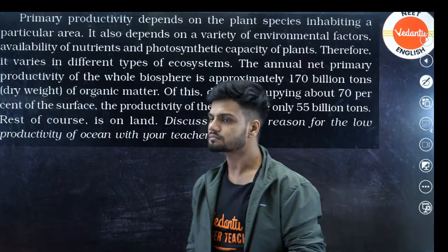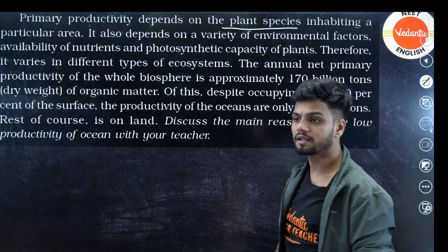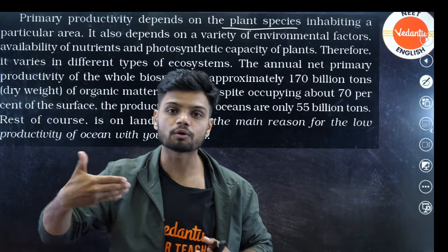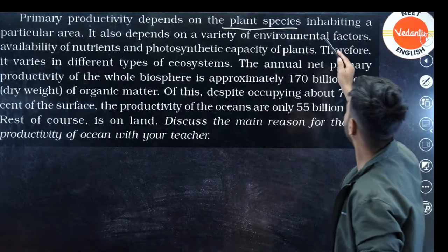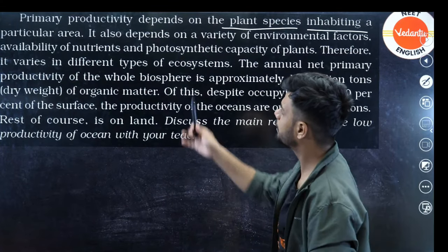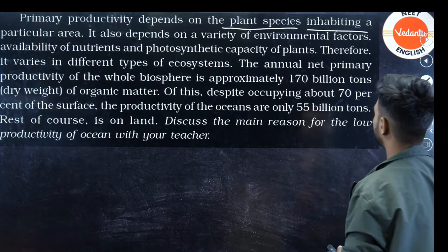Then, primary productivity depends on the plant species. Why? Because plant species are autotrophs. They can prepare their own food. Yes. Plant species inhabiting a particular area. It also depends on the variety. Okay, this is very important.